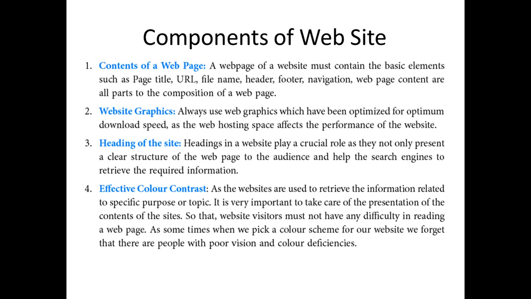If we talk about components of a website, the first thing is content of a web page. A web page of a website must contain basic elements such as page title, URL, that is Uniform Resource Locator, file name, header, footer, navigation, and web page content, all part of the composition of a web page. That means these different components make a web page.